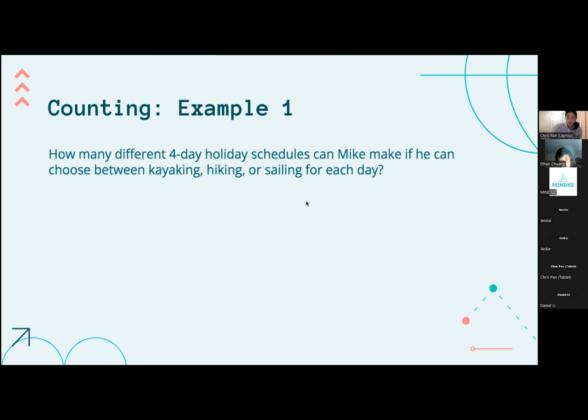I'll give you guys maybe 3 minutes just to try this out on your own. Feel free to DM me on Zoom if you think you have an answer. Actually, I don't know if raising the hand would be a good idea, because I want to give everyone a chance to answer.